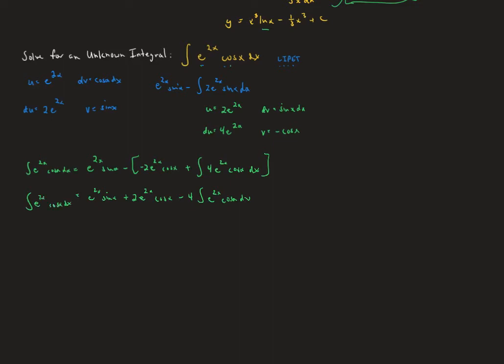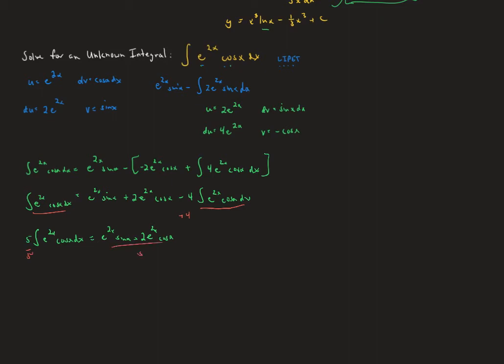So we now think like algebra, and these are the same. I'm going to add 4 of those integrals to that left side, and that's going to make it 5 of the integral of e to the 2x cosine x dx equal to e to the 2x sine x plus 2e to the 2x cosine x. And now I'm just going to solve for that integral by dividing by 5.